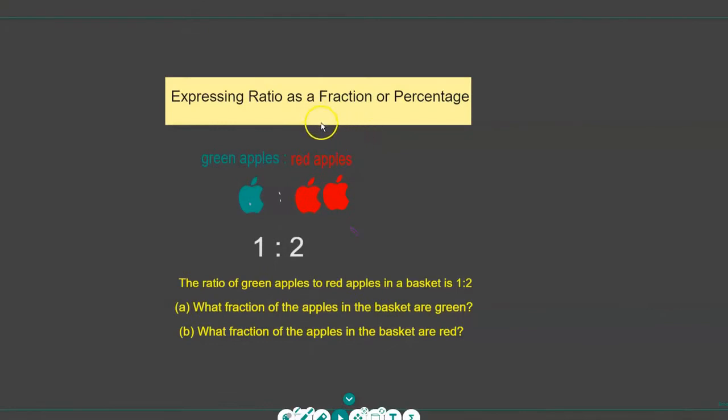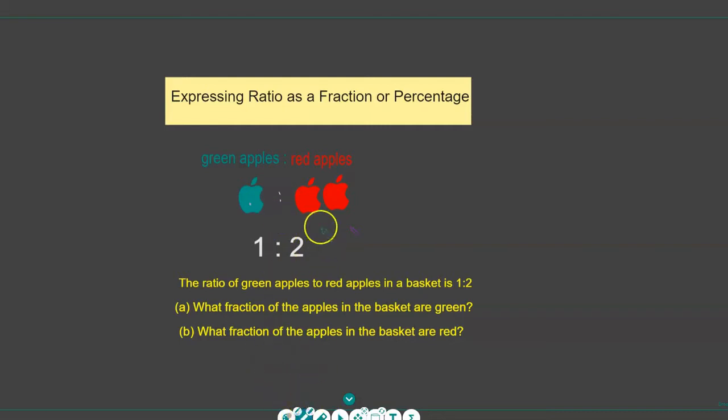I'm going to be showing you how to express ratio as a fraction or percentage. In this example, we are given one green apple to every two red apples. So the ratio of the green apples to red apples in a basket is 1 to 2. Now you are asked what fraction of the apples in the basket are green. So we need to find how many apples are in the basket.